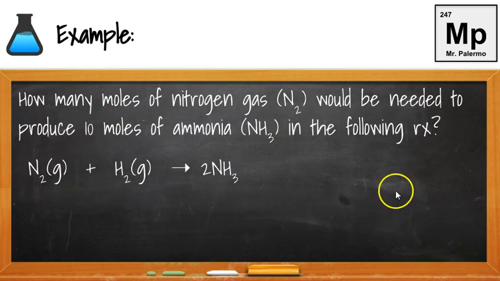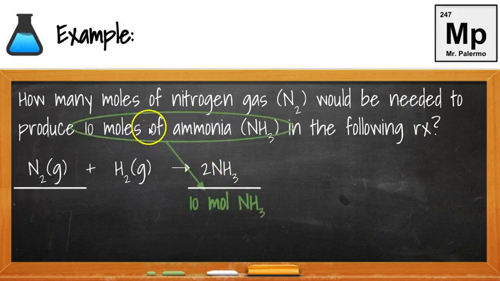Let's see another example. How many moles of nitrogen gas, N2, would be needed to produce 10 moles of ammonia, NH3, in the following reaction? So right now, the original recipe calls for 1 mole of N2, 3 moles of H2, producing 2 moles of NH3. And we want to produce 10 moles of NH3. So we set up our proportion again. The 10 moles of NH3 goes here. How many moles of N2 do we need?